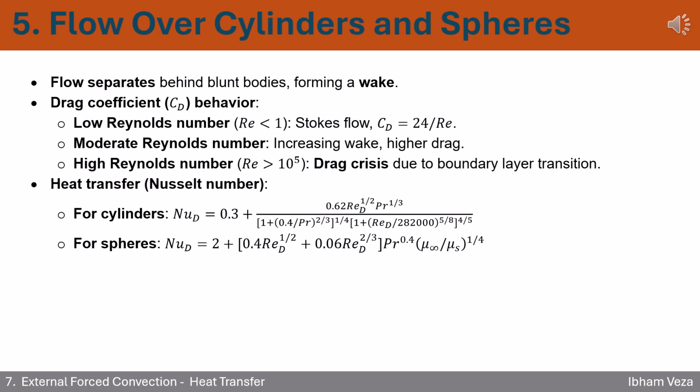For heat transfer, we use the Nusselt number. Cylinders have a more complicated relationship because of the wake and transition effects. Spheres are a bit simpler, with formulas that consider both the smooth and chaotic parts of the flow. This section teaches you how to predict heat transfer and drag for real-world shapes like pipes, wires, and balls, things you see in engineering, sports, and nature.